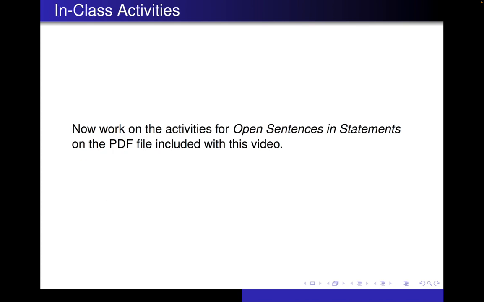All right, so now that you've had a chance to think about open sentences and what roles they play in statements, now I think you're ready for the in-class activities. It's a PDF file included with this video, and it's called Open Sentences in Statements.